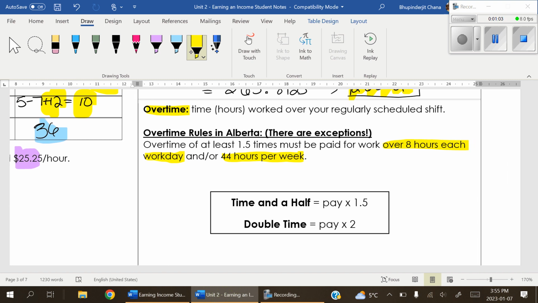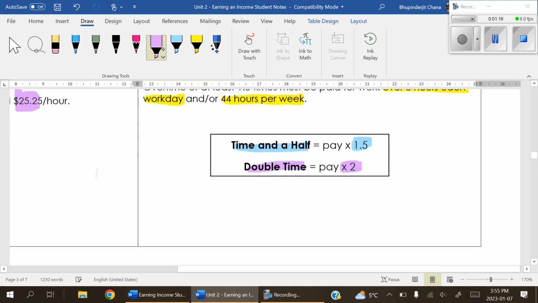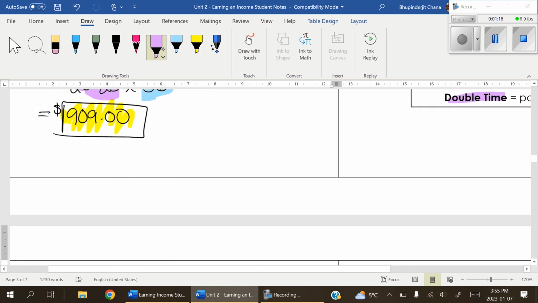Time and a half, we would take our pay rate and multiply it by 1.5. Double time means that we would multiply our pay by 2. Let's do some questions.